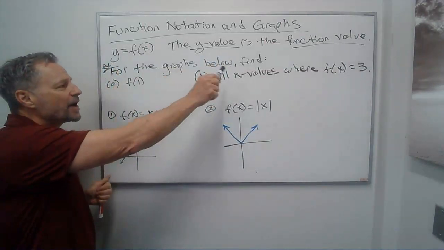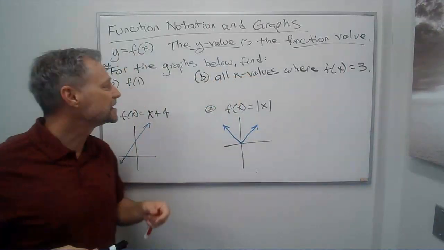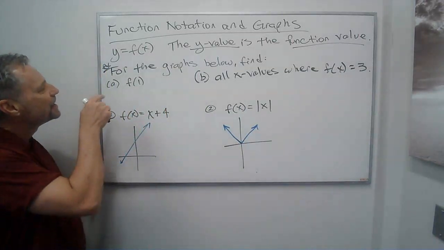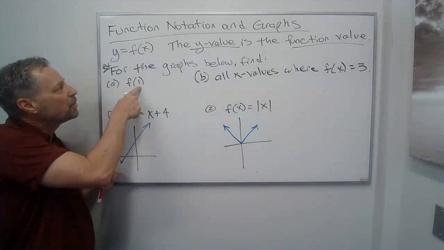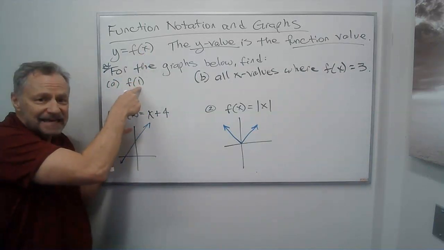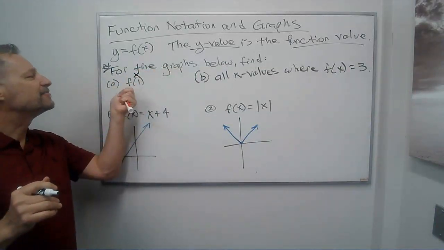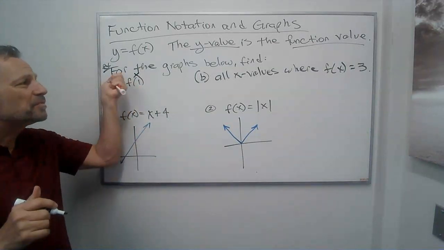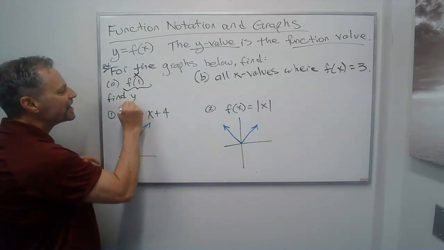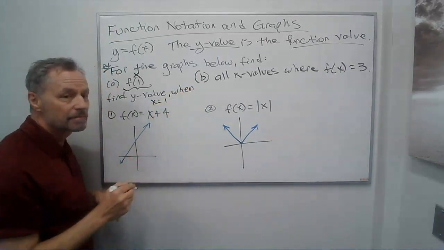Okay. So for the graphs below, find f of 1 and find all x values where f of x equals 3. So let's look at two different examples for these. So f of 1, think about what that means. F of 1, that's the function value at 1, well, that function value of x. So since the 1's where the x is, that means x equals 1. So this is really the x value. And it says find the function value when x equals 1. Well, remember the function value is the y value. So this essentially says find y value when x equals 1. That's all that's saying to us.